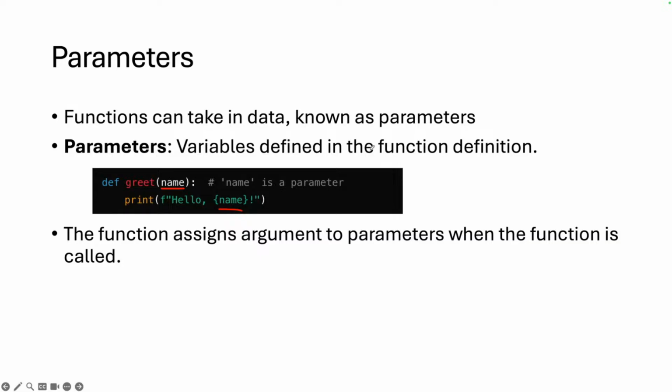So these are our parameters. When we say parameters, we're talking about this piece here. This is where we're defining and declaring that parameter, which says this is what this function needs to operate. And then this is where we're using that parameter inside of the function. We don't have to just use it once. We can use it more than once.